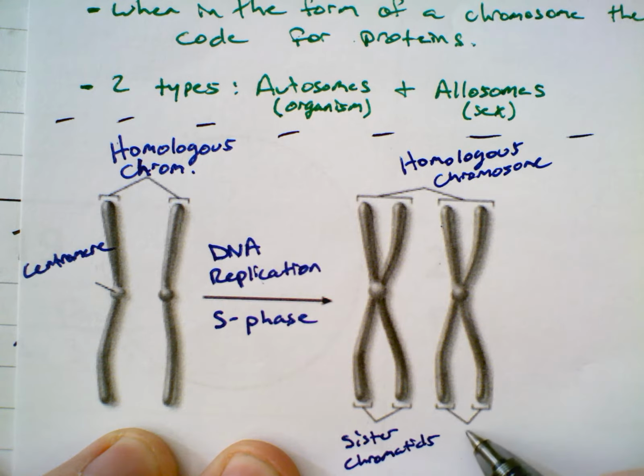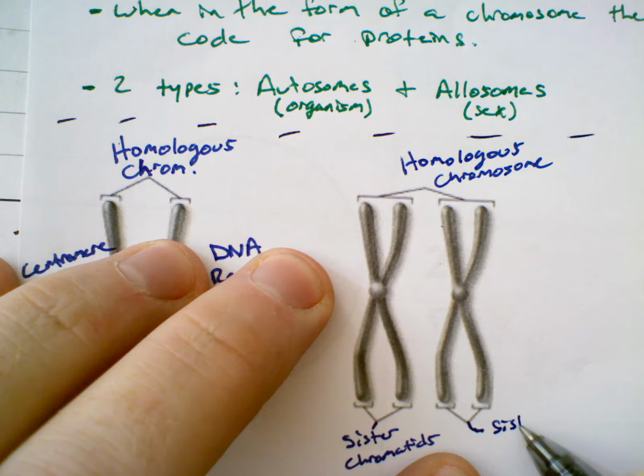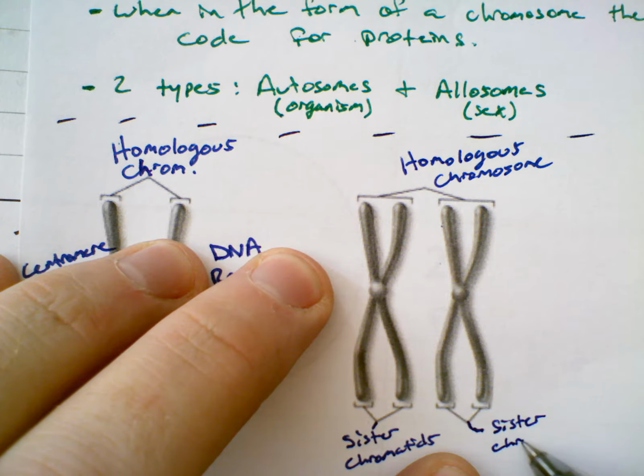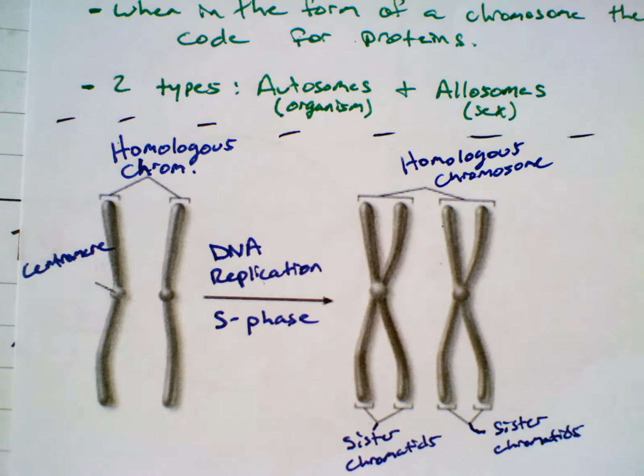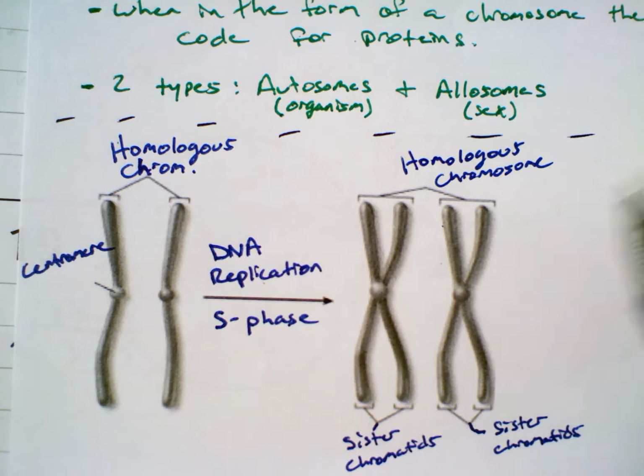All of this vocab might be coming back to you. But what I've observed is that people know these words, but they don't actually know what they're referring to. They're Berlin puzzles. Okay, so we have sister chromatids, we have our homologous chromosomes.